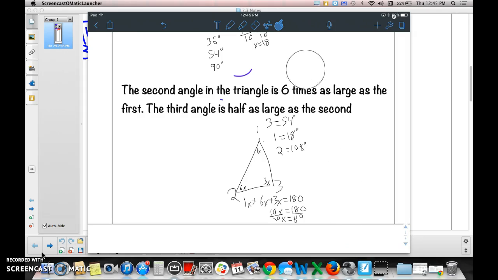This time we gave you variables with coefficients in front. Add them all together, equals 180. Solve algebraically. Nothing brand new here. Please scroll.